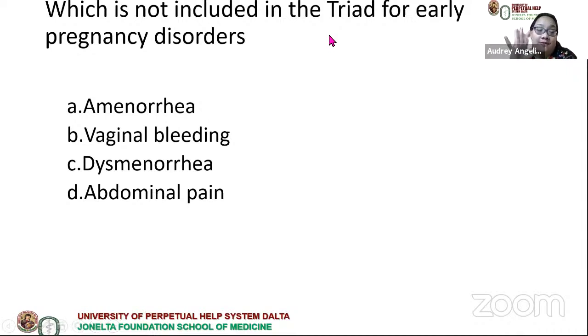So, for abortion, you have to know your definition, you have to know the risk, and of course your epidemiology, your classifications, your complications, and the procedure. Okay. For ectopic, which is not included in the triad for early pregnancy disorders?